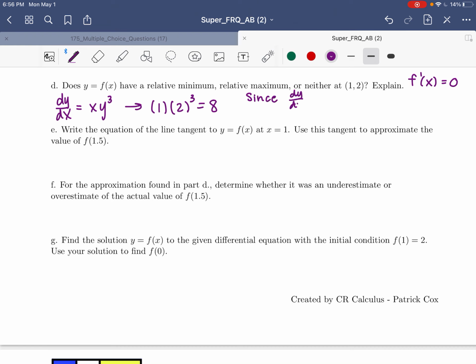So since dy/dx equals 8 at (1, 2), there will not be a max or min because it's not a critical point.